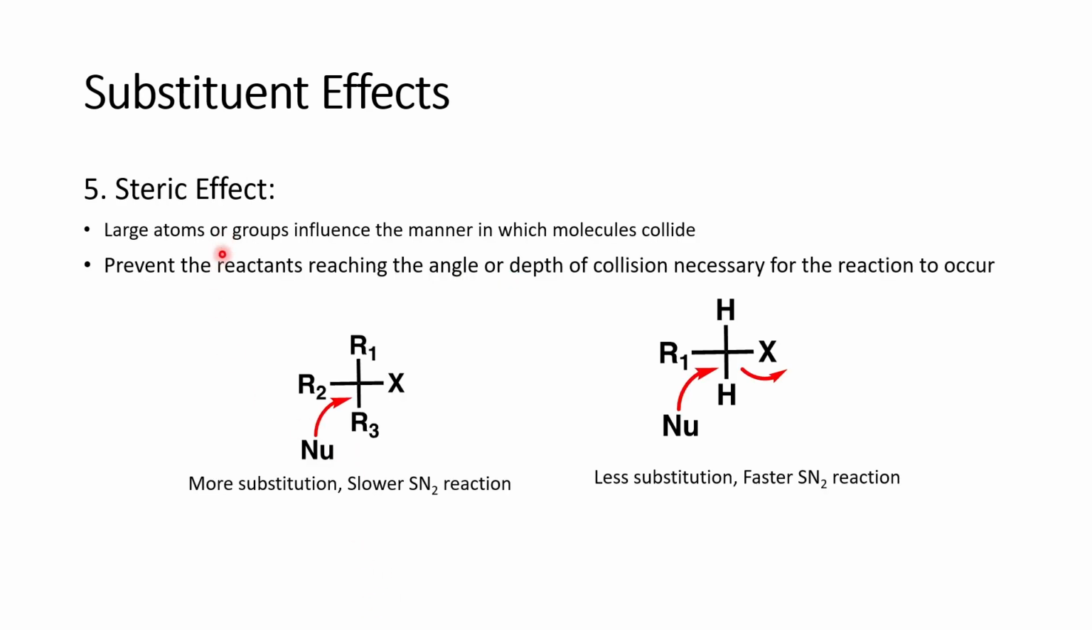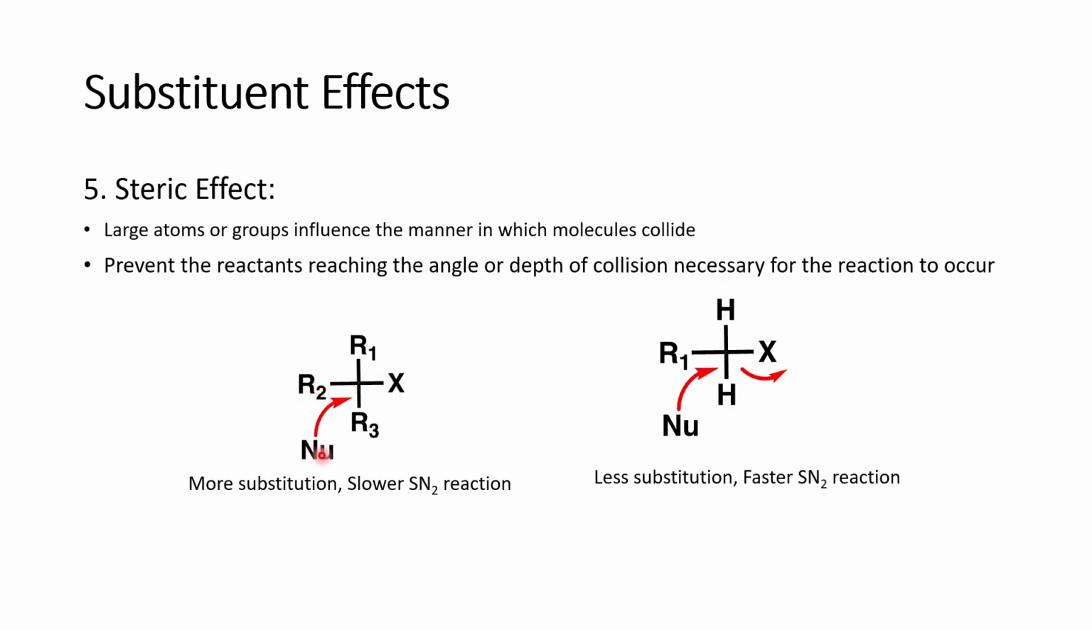Finally, we have the steric effect. Basically, the steric effect is when large atoms or groups influence the manner in which molecules collide. Also, when we have large atoms surrounding the leaving group or the particular functional group, it can prevent the reactant from reaching the angle or the depth of collision, which is very necessary for the reaction to occur.